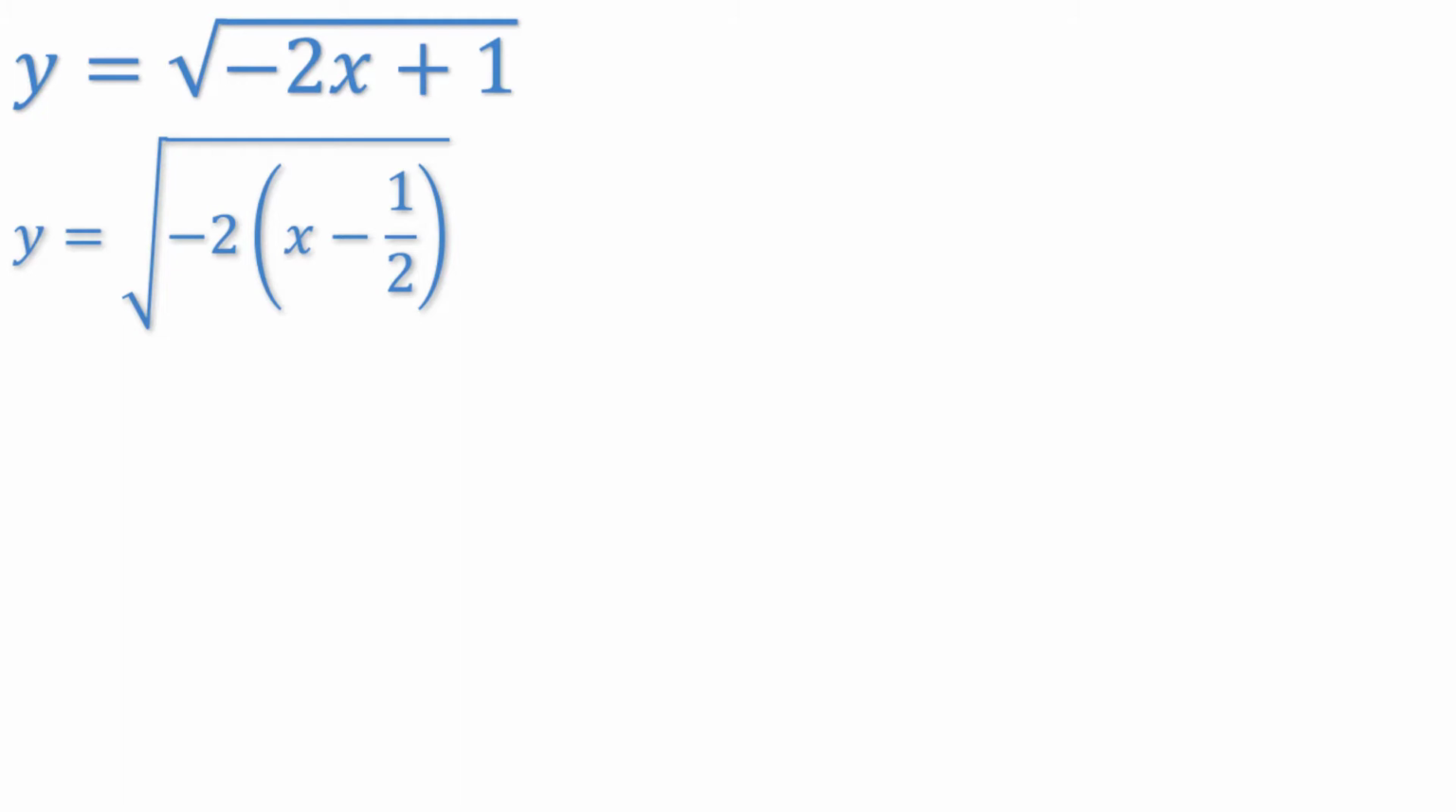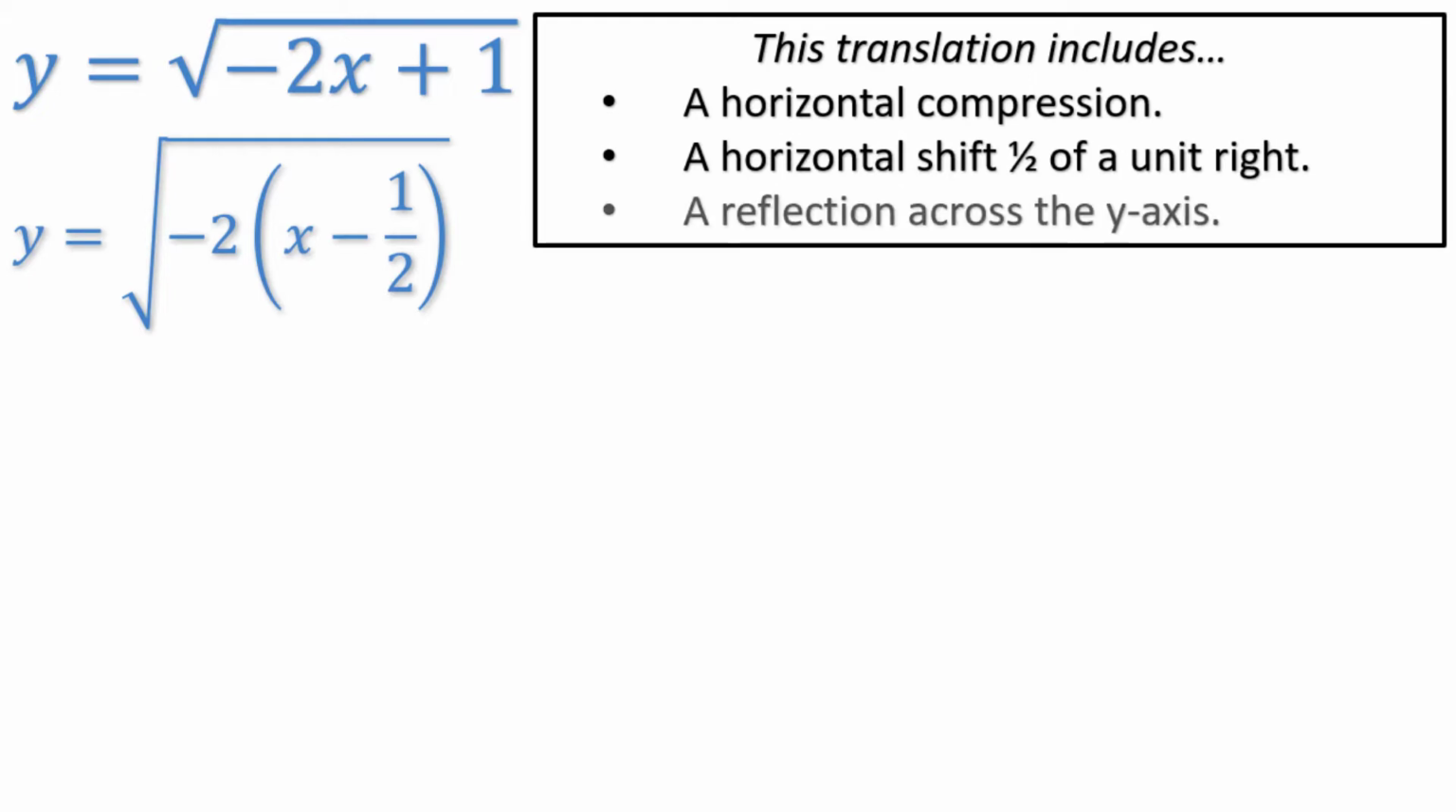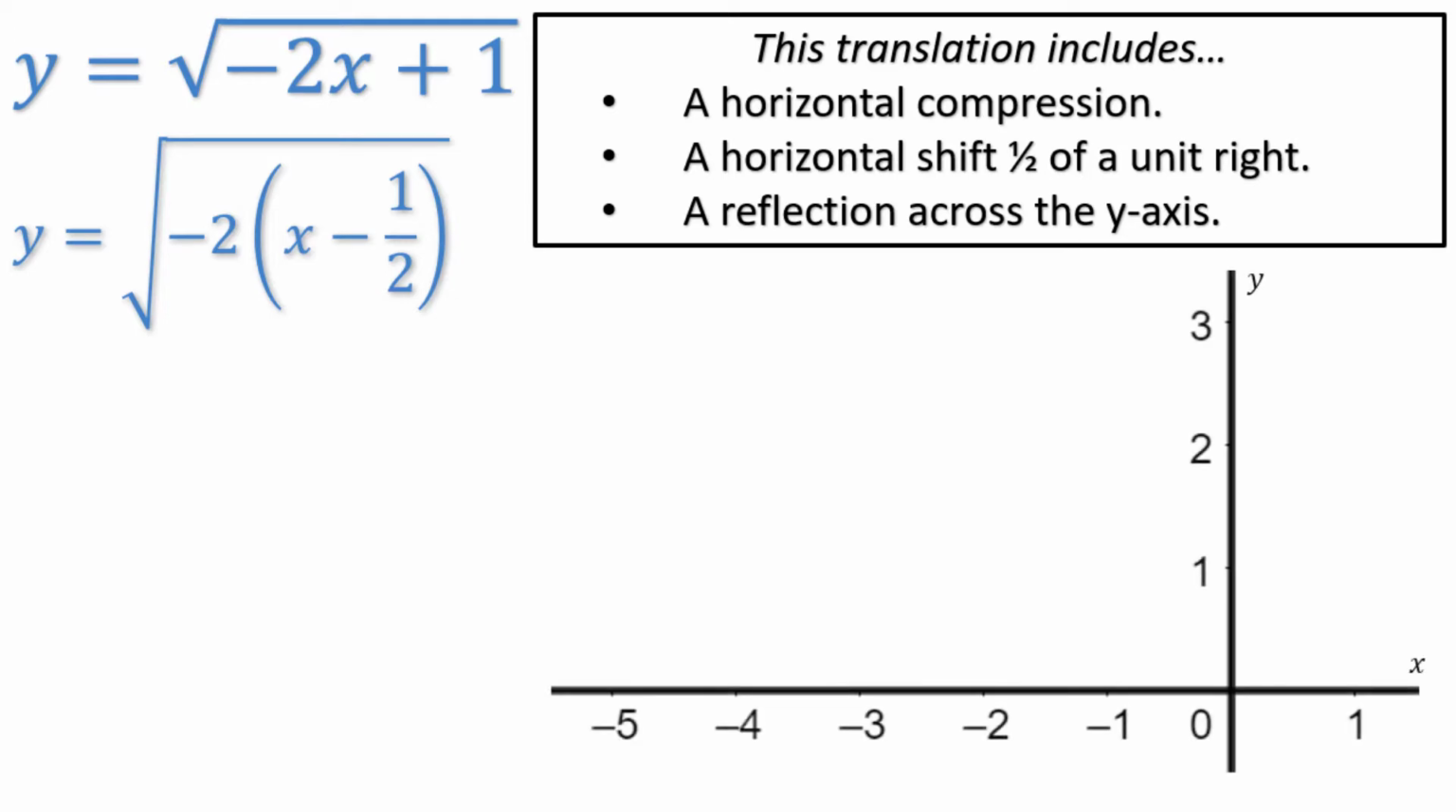It looks like we have a horizontal compression indicated by the 2. We also have a horizontal shift to the right 1/2 unit, indicated by the 1/2. And we also have a reflection across the y-axis, indicated by the negative sign inside the square root. Note that since we are shifting, the reflection will be across the pretend y-axis, not the real one. Instead of starting at the origin of 0, 0, we start 1/2 unit to the right, at 1/2, 0. This is our pretend origin.